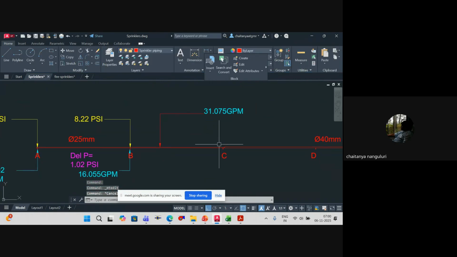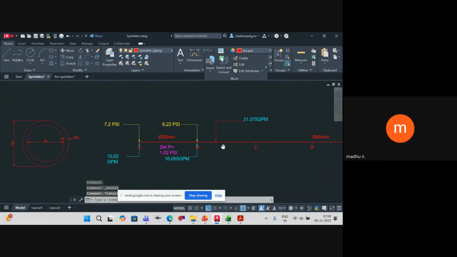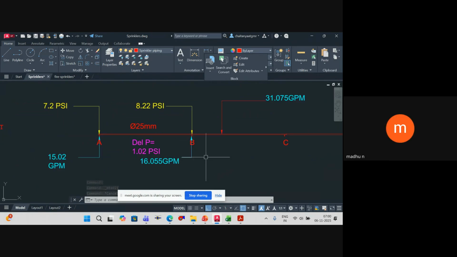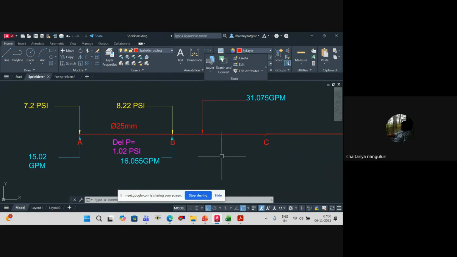You agree? So, based on the pressure, every sprinkler will have a different flow rate. Is it correct now? Obviously. Pressure is the only reason we do this hydraulic calculation. According to this, you might have to select the pump. Understood? Okay.